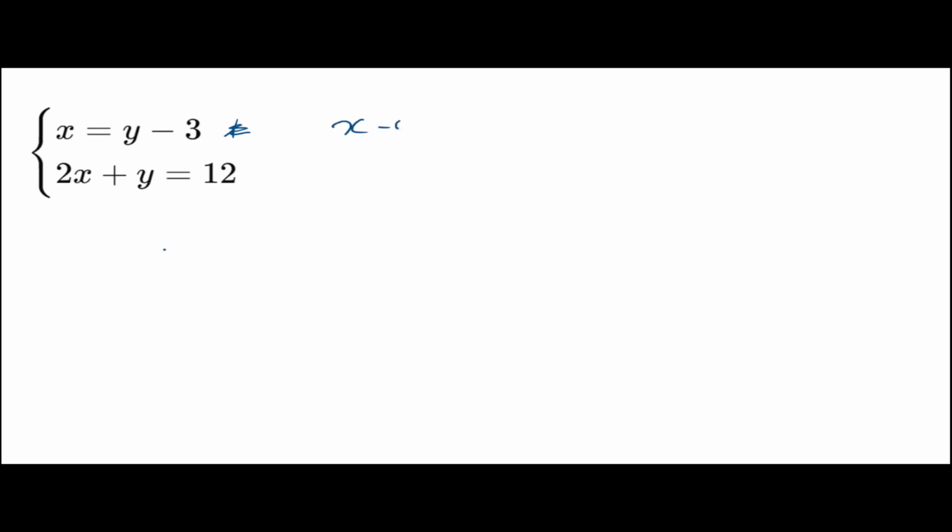So x minus y equals minus 3, and then I'm going to just cut that one there and paste it. So 2x plus 1y equals 12, and now it's in the format that we can use elimination. So we can add them together to get rid of the y's. So x plus 2x is 3x, minus y plus 1y is no y's. Negative 3 plus 12 is positive 9.